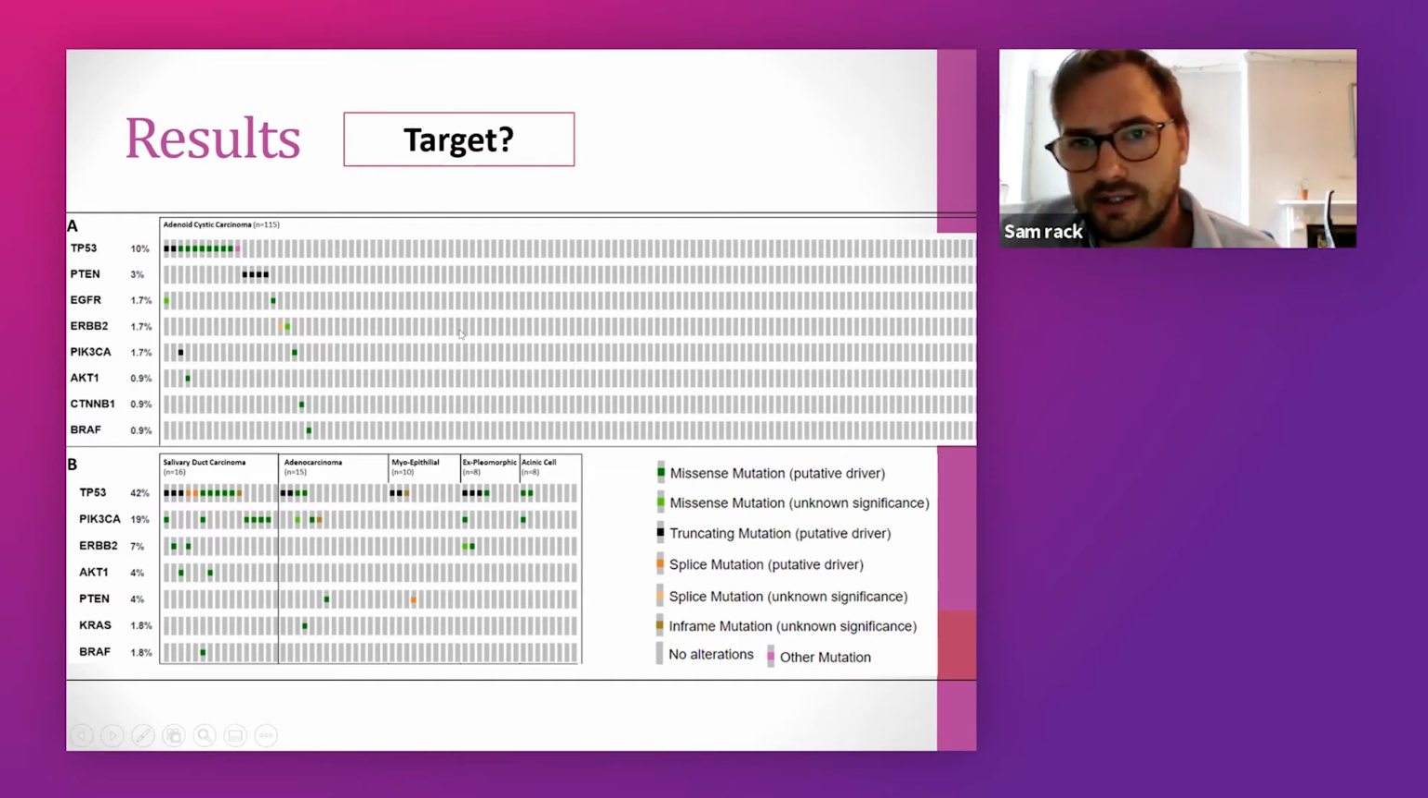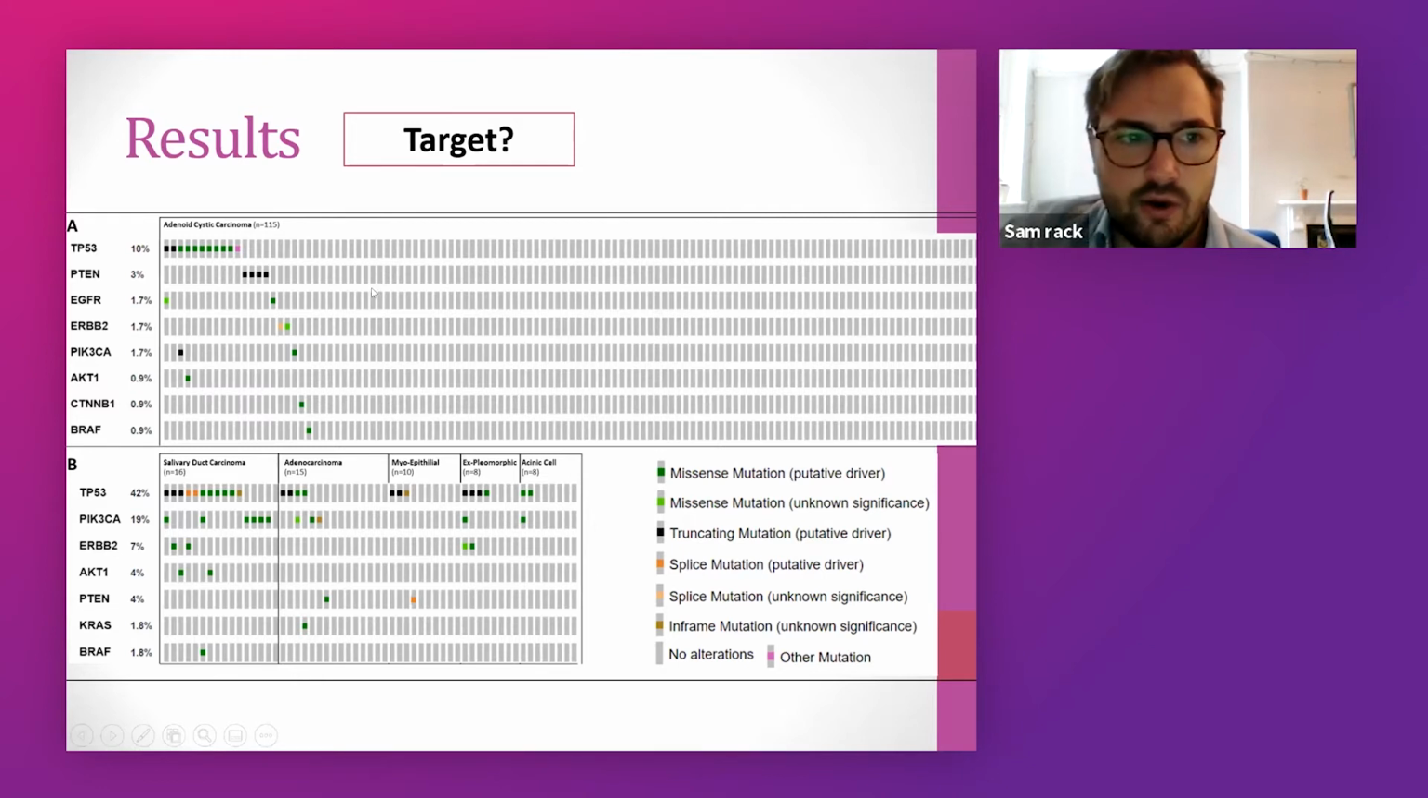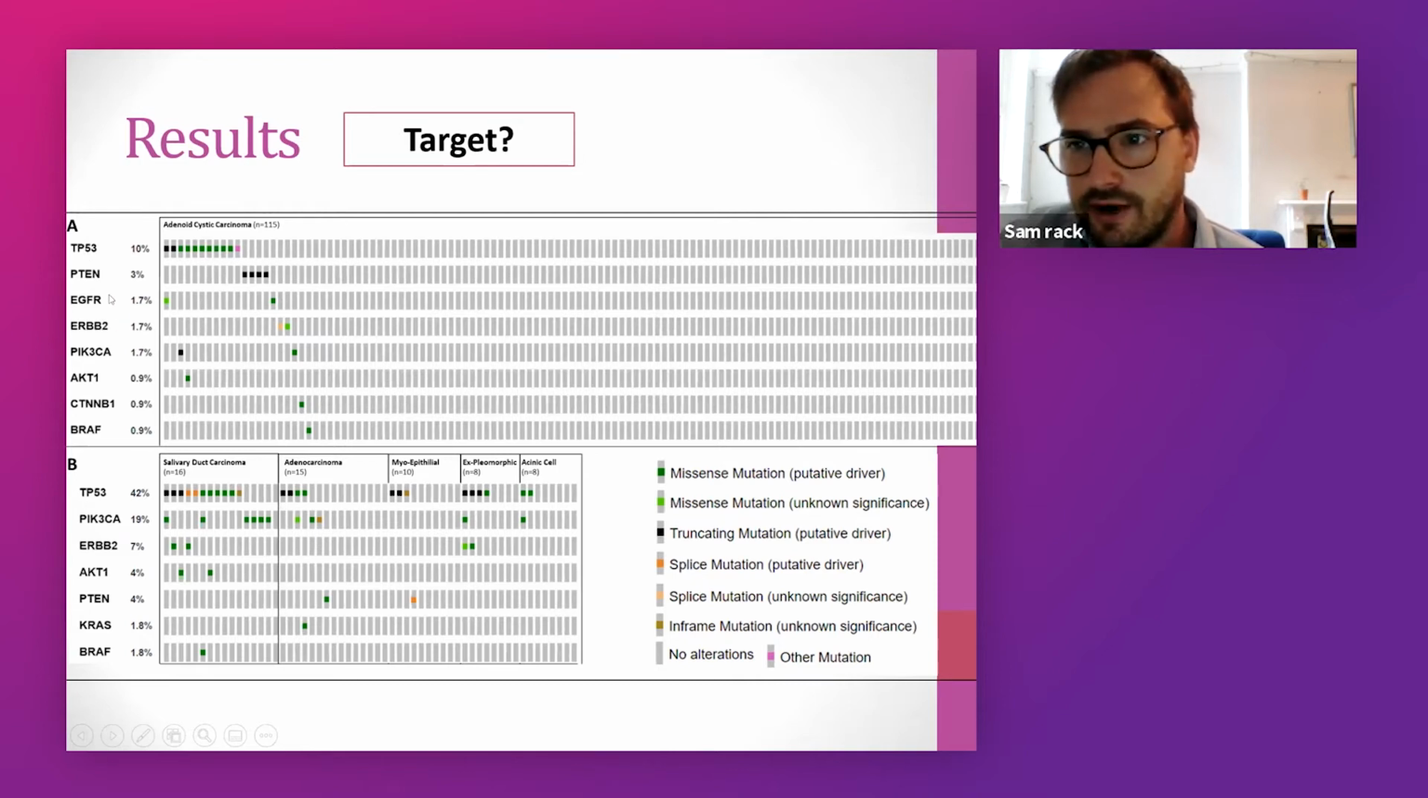And so going back to the process, these are the targets that we now have to play with. If we take this first column here, these would be the results we would get. We would get that there is a change in TP53 and there is a change in EGFR.